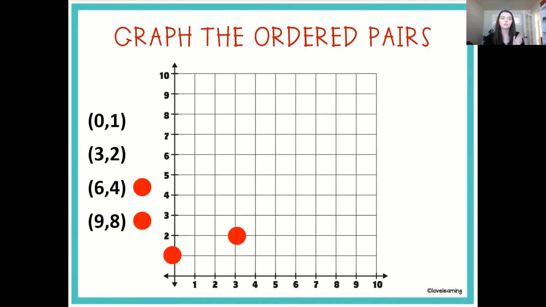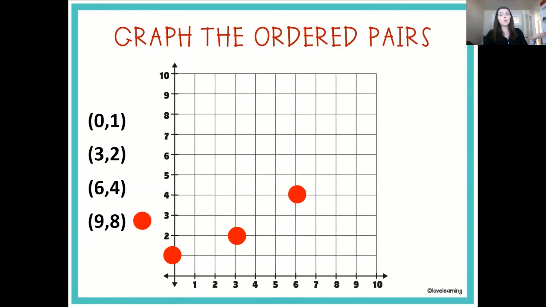All right, my third point is at (6, 4) on the coordinate plane. So that means I need to run all the way over to 6 on the x-axis, and then I need to jump pretty darn high up to 4. And I needed to get to 4 because that was my y-coordinate in my ordered pair. And then last but not least, my last ordered pair is (9, 8). I need to plot my fourth point.